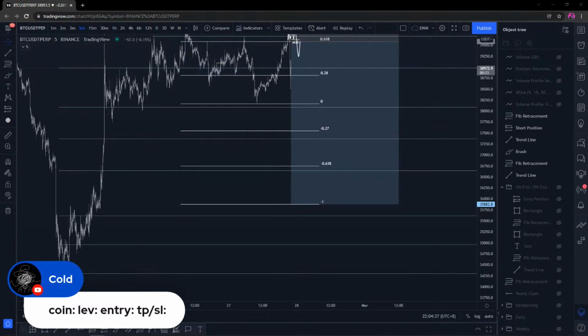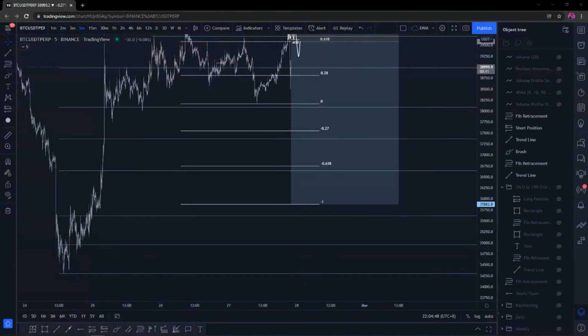So what's this? You're saying coin, leverage, entry, take profit, stop loss. So you're saying you want to discuss leverage there, or could you just elaborate that one a bit more, if that's cool?